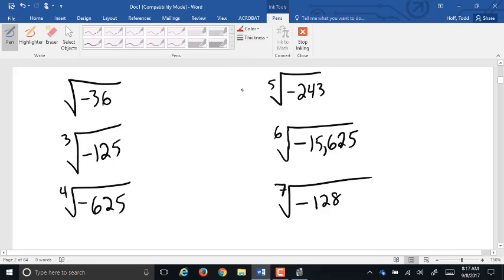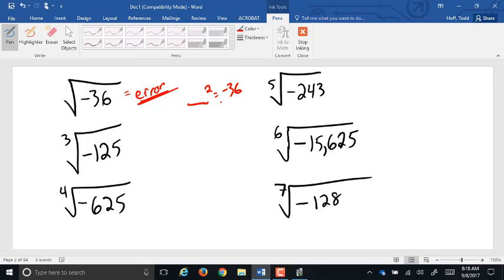So for the first one, the square root of negative 36, you're getting an error, right? Why is it an error? Well, because remember, that is asking what number squared equals a negative 36. Any number squared is going to be positive. You cannot square root a negative number.